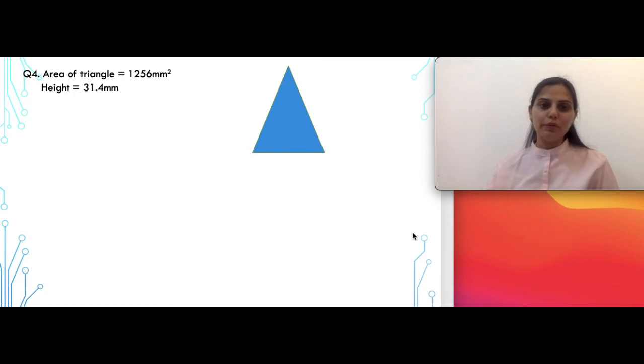Now in question number 4, you are given the area of a triangle, which is 1256 millimeters square, and the height is given as 31.4 millimeters. In this question also you are supposed to find the value of the base.